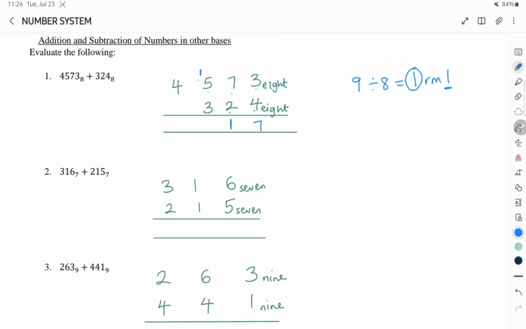Of course, we cannot write 9 again. So we say 9 divided by 8, which will still give us 1 remainder 1. So write the remainder, bring the 1, the quotient, here. So 1 plus 4 is 5. That means the sum of these two numbers is 5117 base 8.